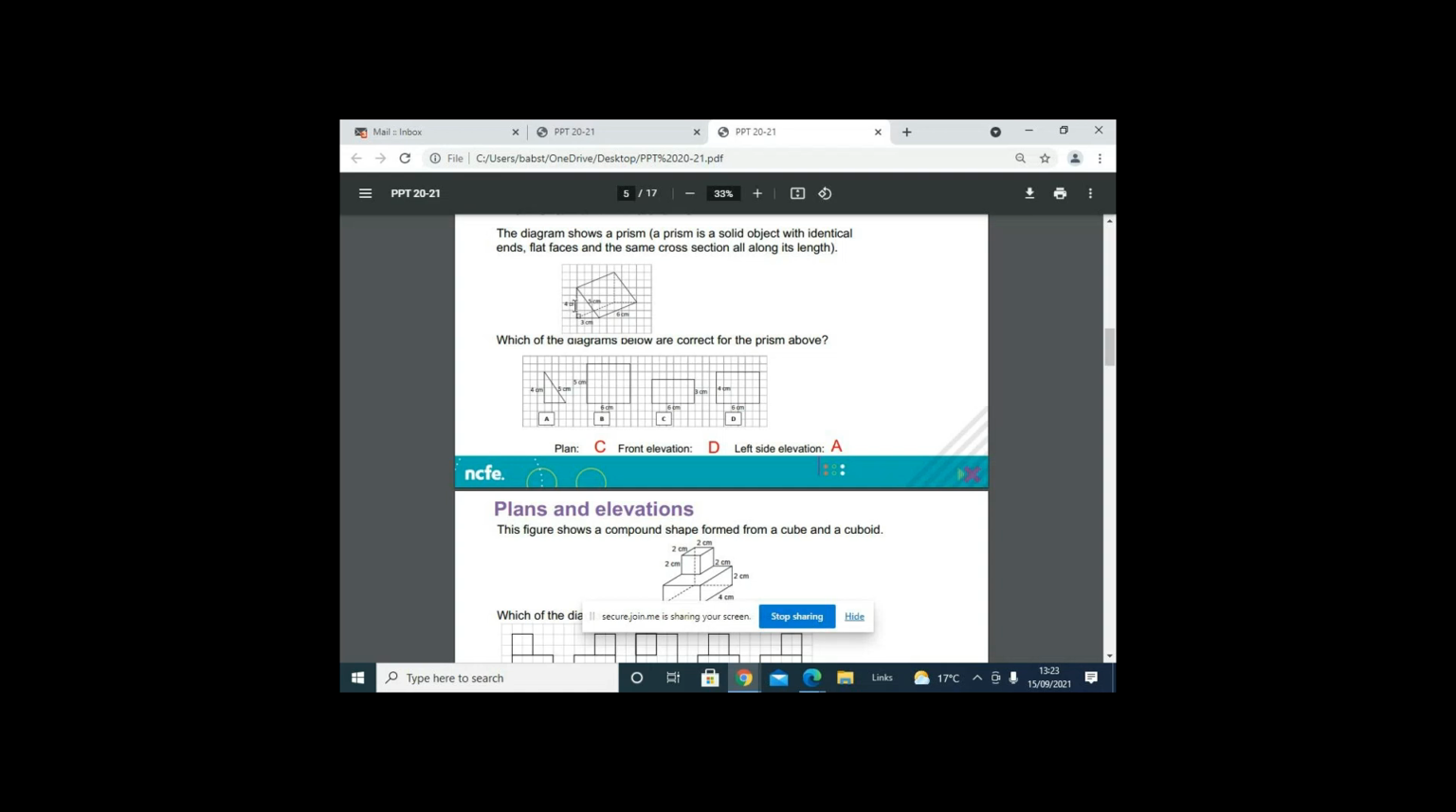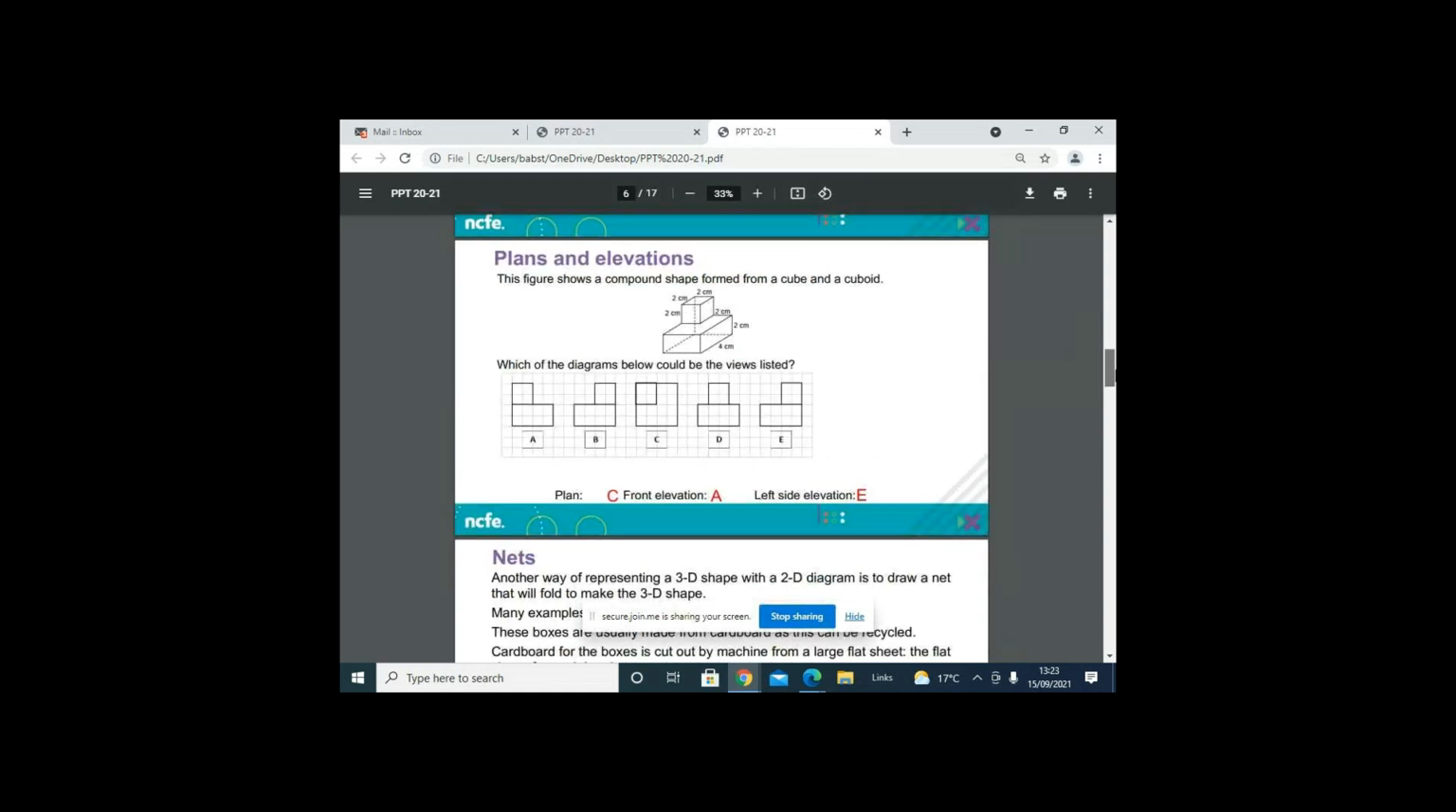You see this 4, you get it, and there's 6 there. This line is 6, and the one is 4. So when you look at it from this side, that is actually the front, the front elevation.